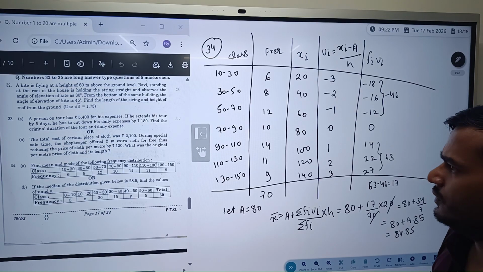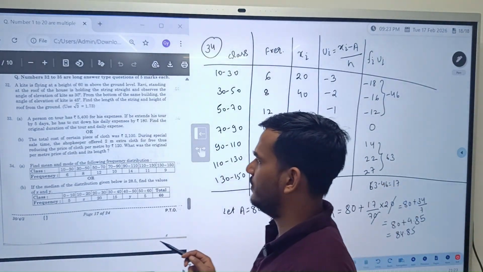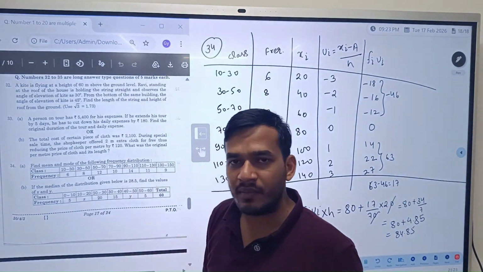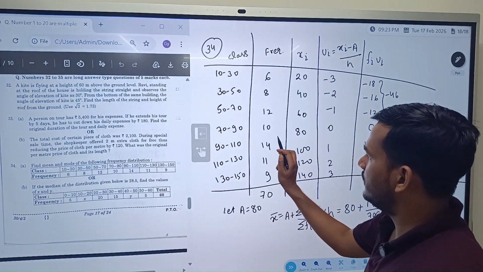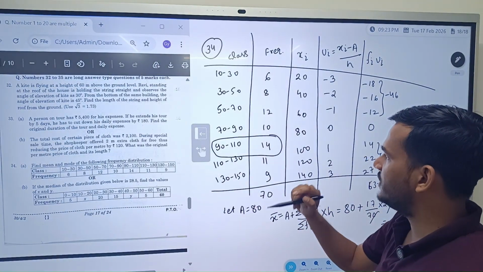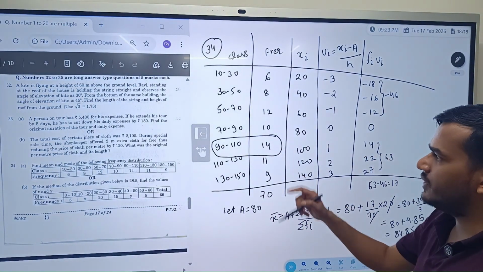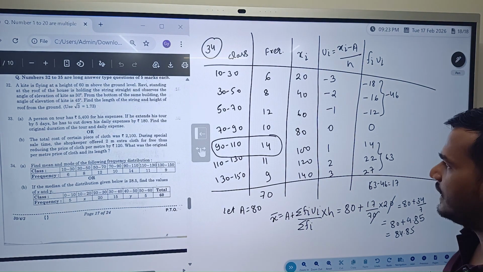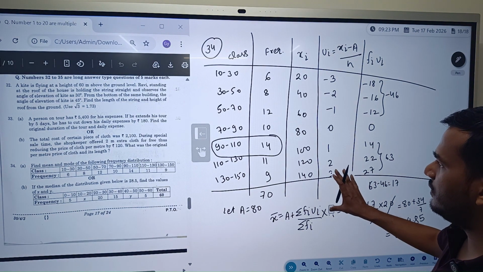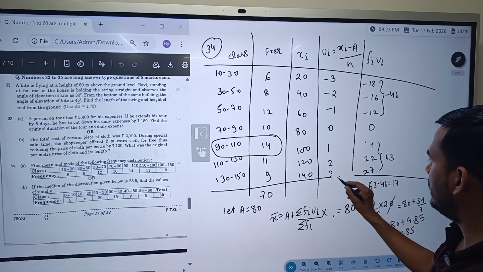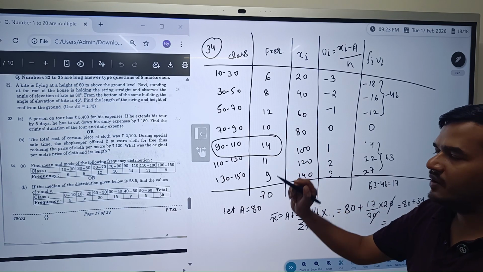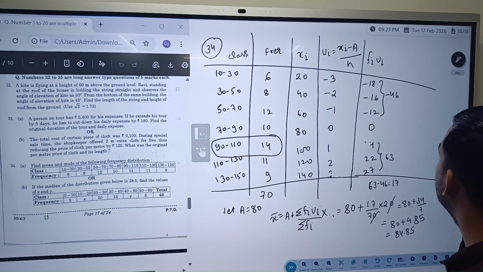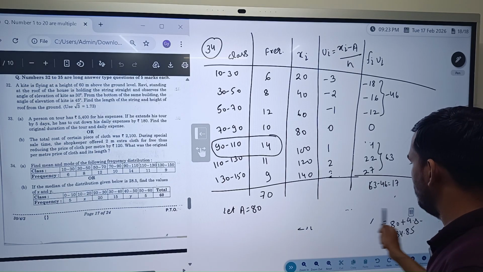So for mode, we have to find the class which is having highest frequency. So this 14 is the highest frequency. So this will be our modal class. Modal class is 90 to 110. So in this only we will do that.